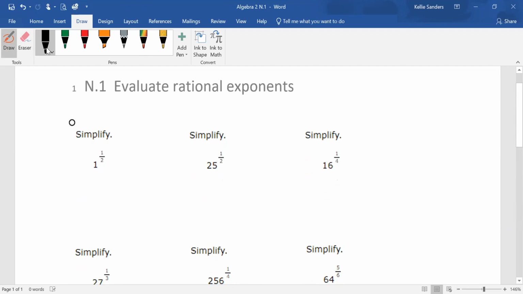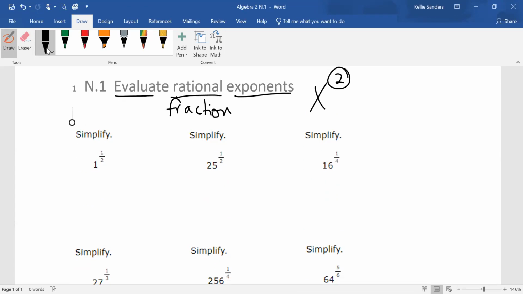All right, in one, evaluate rational exponents. A rational number is a fraction, and an exponent is whenever it's up in the top, it's a superscript, okay? So we're going to evaluate exponents that are fractions. And let's talk about the fraction to begin with.